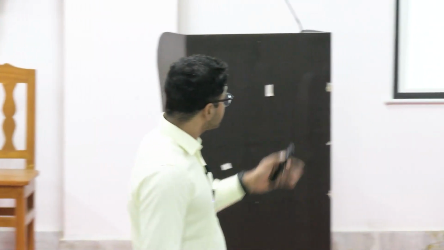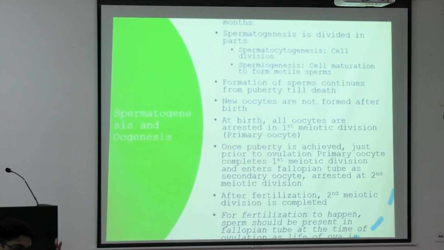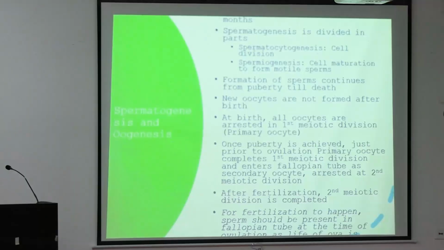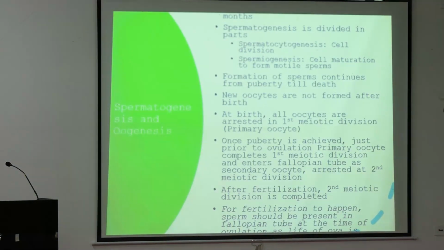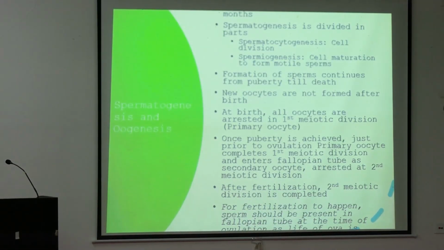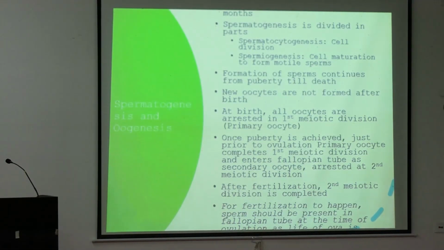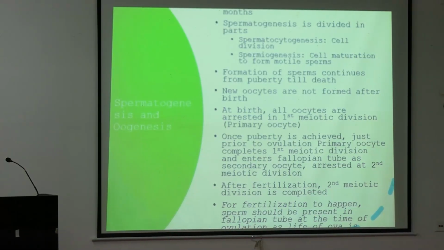So spermatogenesis and oogenesis are different processes. There are some specific things. The entire procedure of spermatogenesis takes 2 months. It is divided into 2 parts: spermatocytogenesis, that means cell division is happening, and spermiogenesis, in which maturation is happening, so that we get a motile sperm, right?